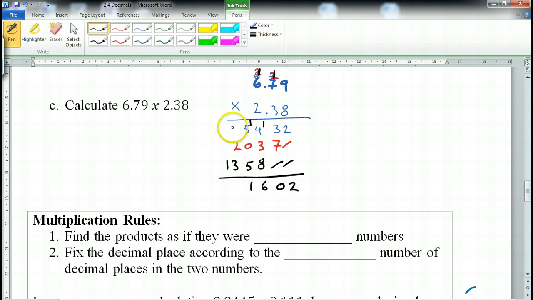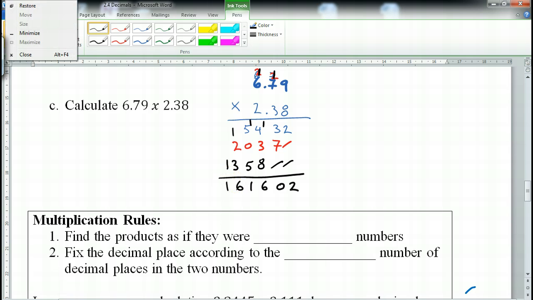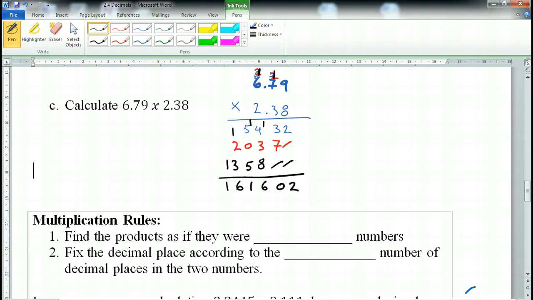11 in this column, 6 in this column, and the 1 just carries down here. Okay, so you're asking yourself, well, what's the difference now? How do I make the decimals work here? So let's do that right now.